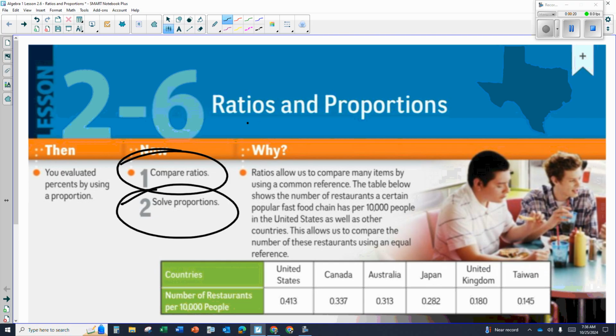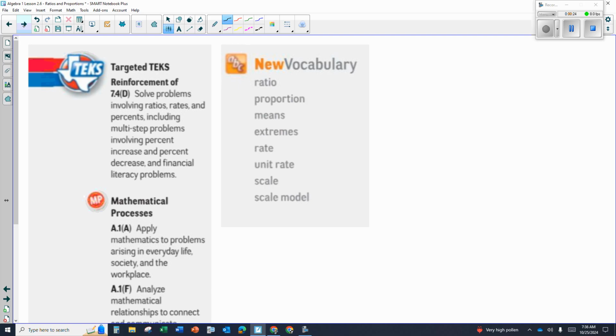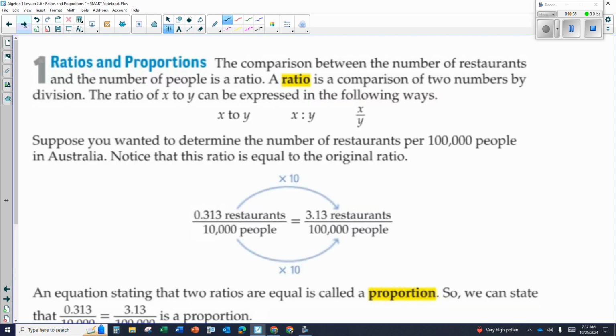So let's take a look at the key vocabulary, the new vocabulary. So ratio and proportion are going to be the two keywords that start everything off. Everything underneath that is what we're going to be looking at for today. So first thing is that key term ratio. So a ratio is a comparison of two numbers by division.